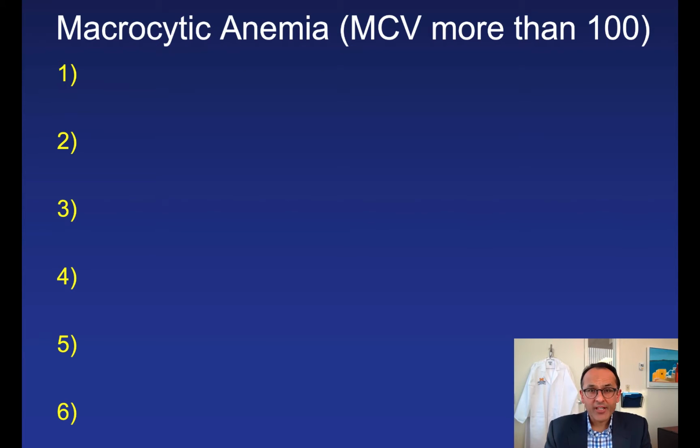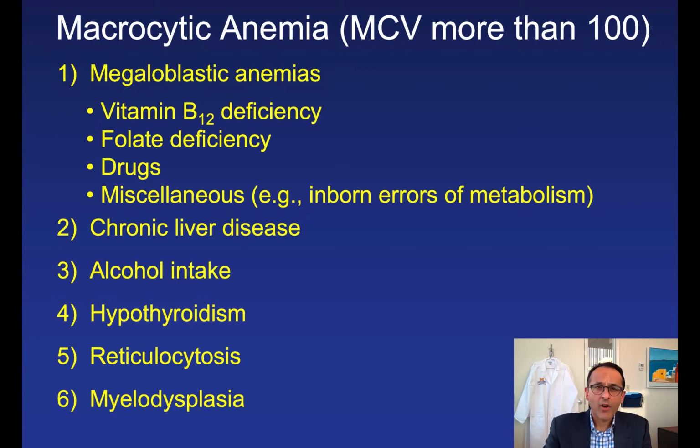The next is macrocytic anemia. There's 6 big causes of macrocytic anemia, and this is where the MCV is more than 100. Again, you may want to pause and think about what these are, and they are the following.